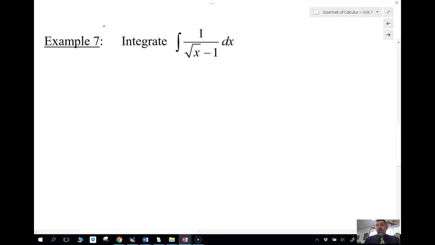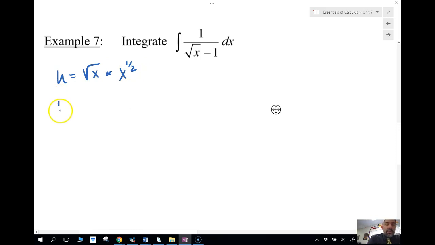What is with this one? 1 over root x minus 1. What are you talking about? Whenever we see a square root in the denominator, our first instinct should be u substitution. So in this case, we're going to make u equal to root x, or we'll call that x to the 1/2.